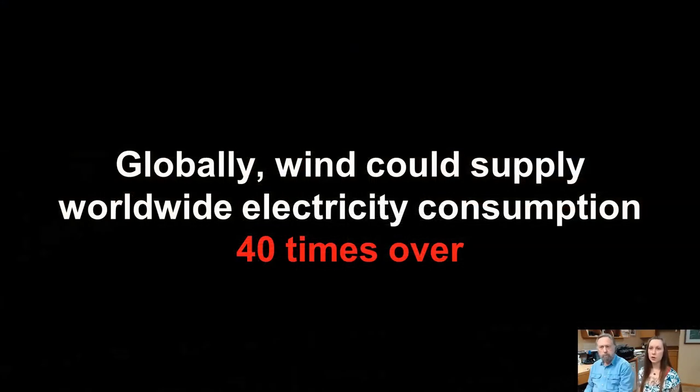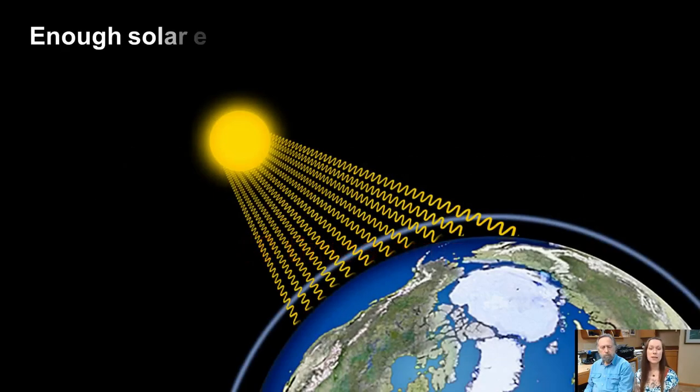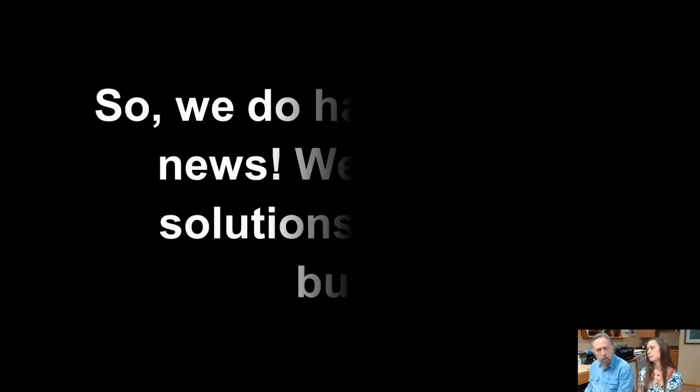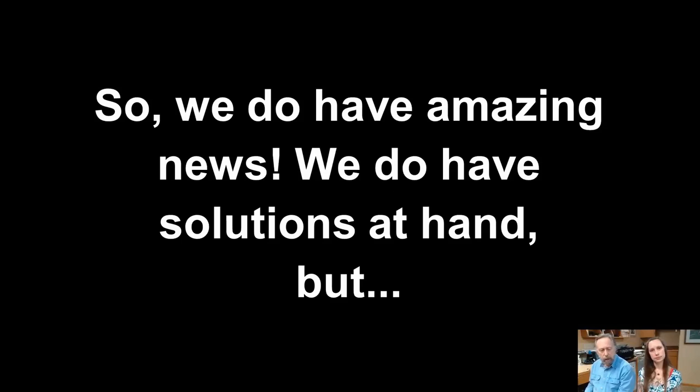More good news. Wind can supply worldwide electricity consumption 40 times over. And this is an amazing statistic. In 1 hour, the sun provides enough solar energy to power the Earth for a full year. So we do have amazing news, but we also have solutions at hand.